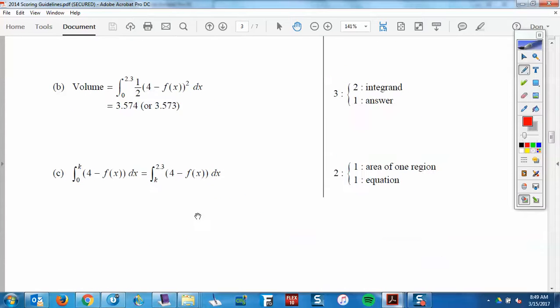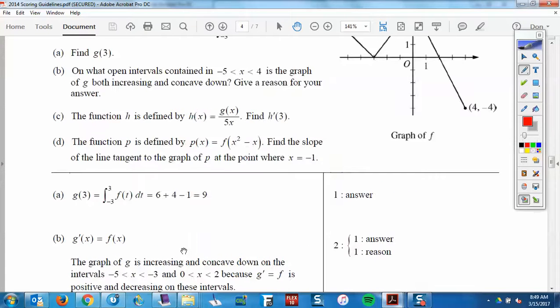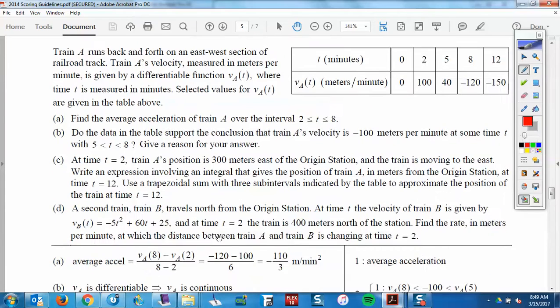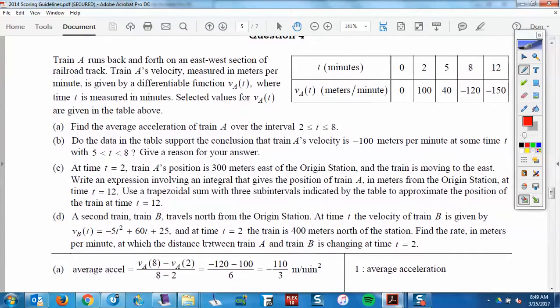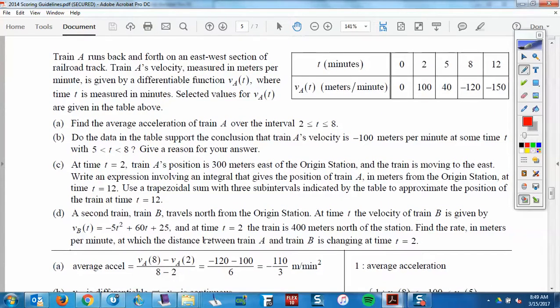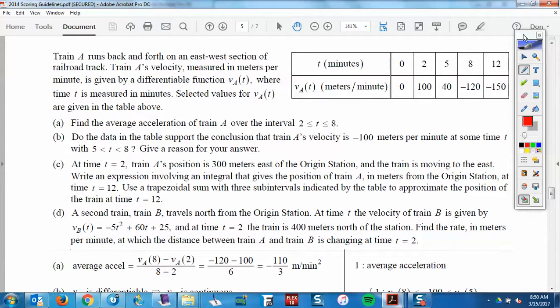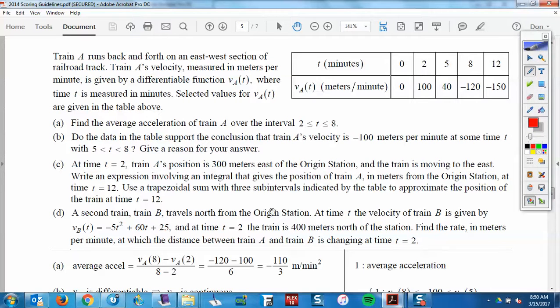Okay, let's go to the last 10 minutes here before we do our review stuff. Let's go to number 4, and I want you to do part C. Think about your units, what we've talked about with integrals and so forth.